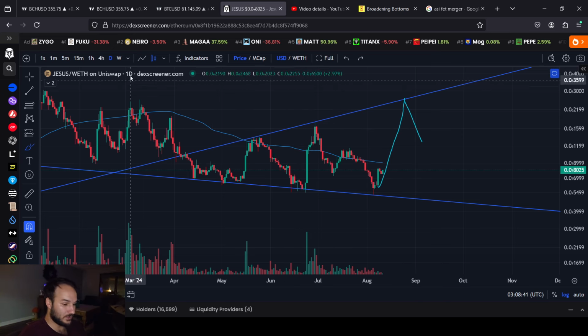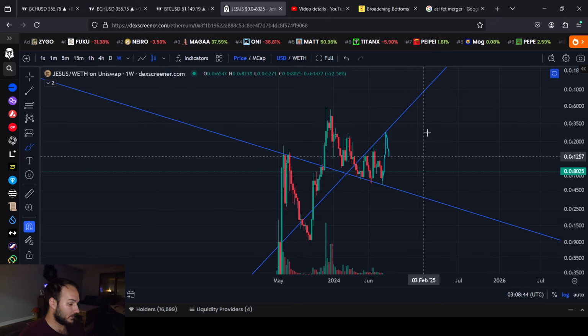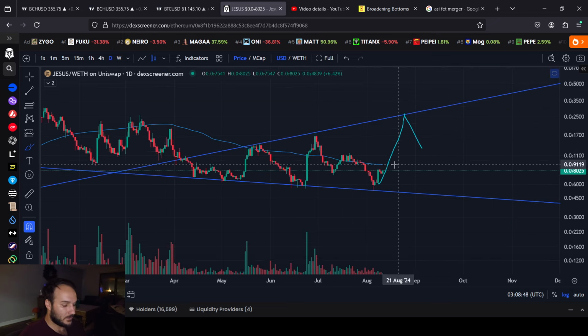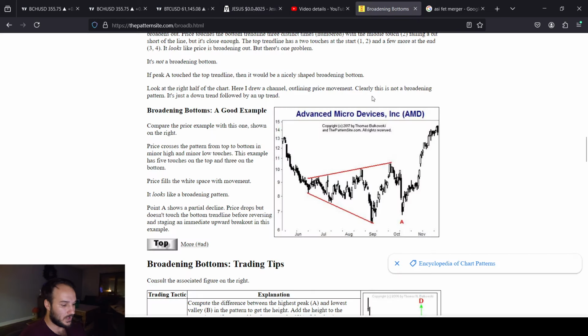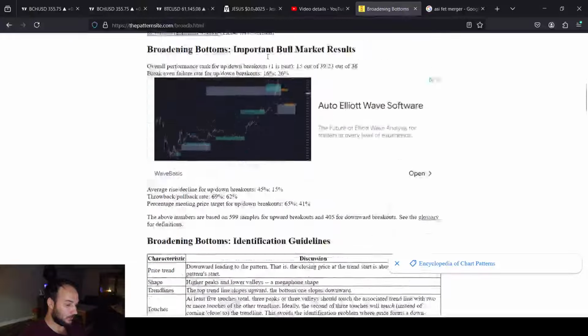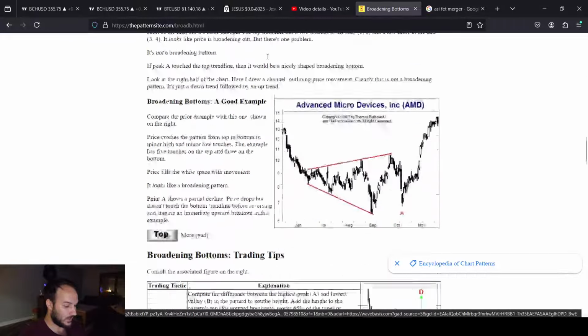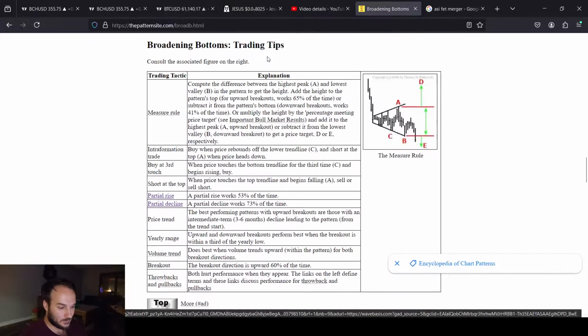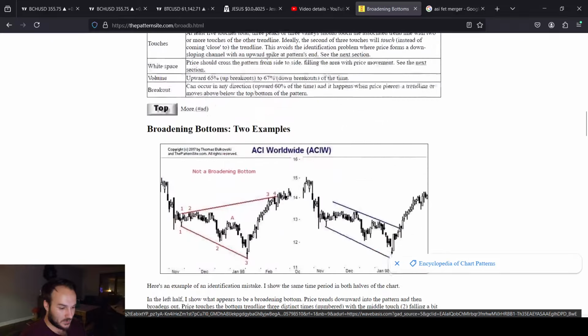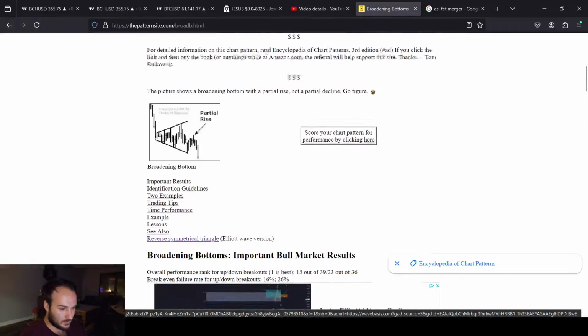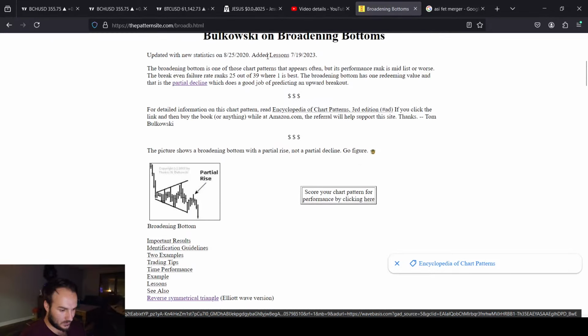And that could send these new all-time highs later in this year if this happens that way. I don't know if it's going to happen this way. This is just drawing an ideal situation based off of what the broadening bottoms examples on Thomas Bukowski's website here has been suggesting. But let's see if he's got anything else he wants to say about this.